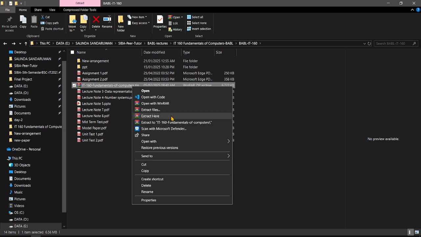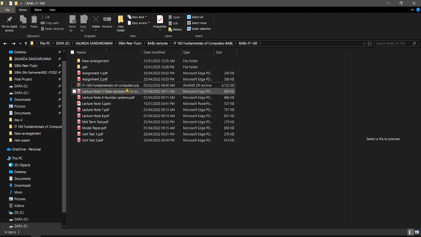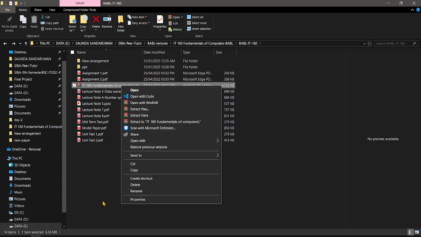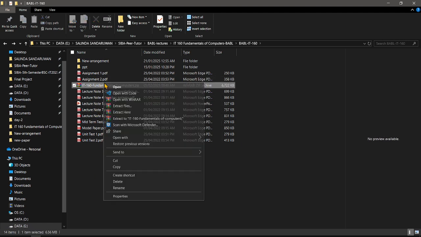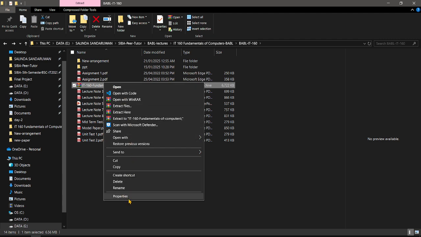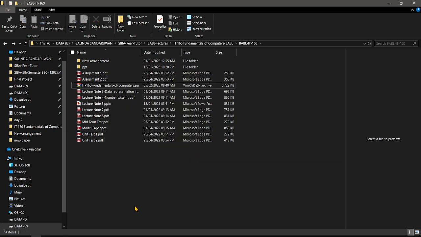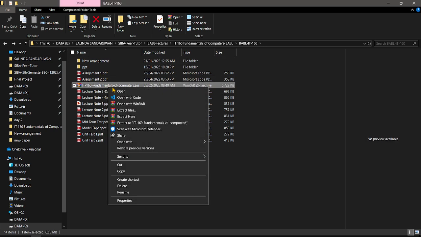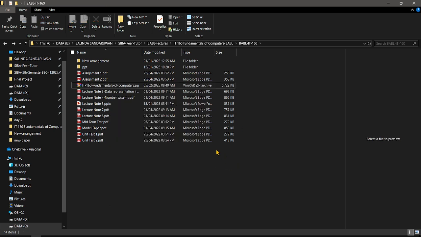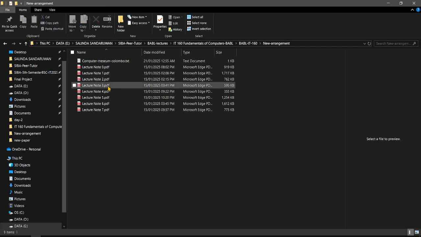Sometimes when you are using Windows 11, you don't find the extract here option. In that case, right click and there will be an option called more options, more properties. Give that one, then you will get the option called extract all, not extract here. Then you can see another folder called IT 160 Fundamentals of Computers with all these lecture slides.